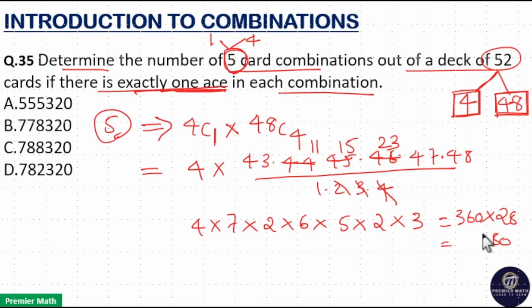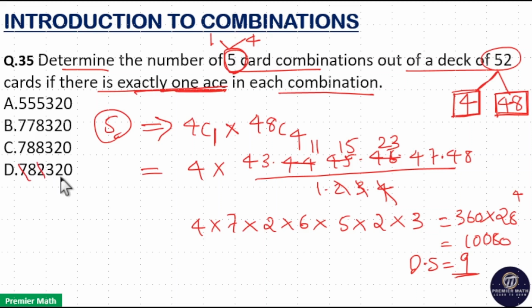8 into 6, 48, remaining 4. 12 plus 24 is 36, 36 plus 4 is 40, remaining 4. 3 into 2, 6 plus 4, 10. So, here digital sum of this 4c1 into 48c4 is equal to 9. 1 plus 8, 9. Digital sum is 9, means check for the digital sum in the options. Here 7 plus 2, 9, cancel.